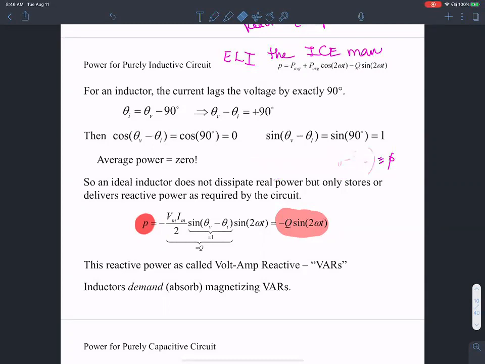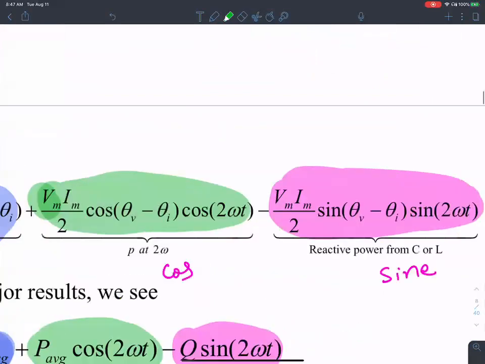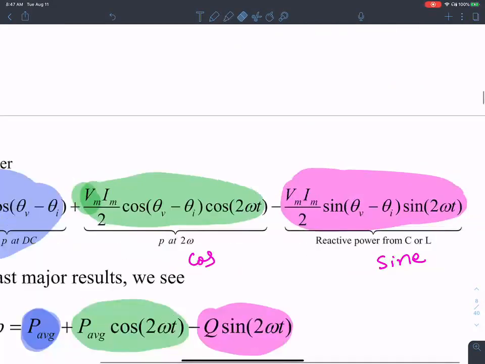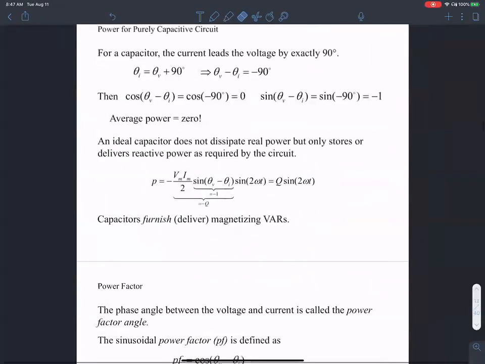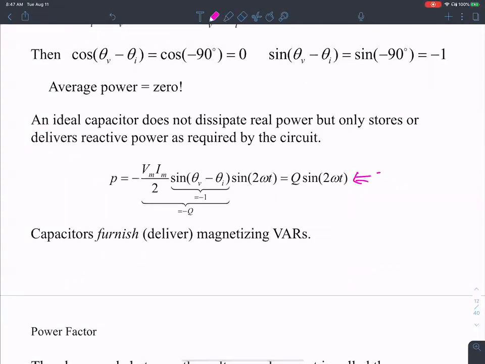So both the terms that have the cosine of theta V minus theta I go to zero, and you are left with a purely sinusoidal form, and notice that there is a negative sign here, coming from the equation above. That carries through. So the power in an inductor is negative Vm Im over 2 sine theta V minus theta I.